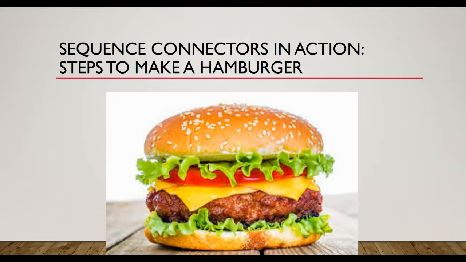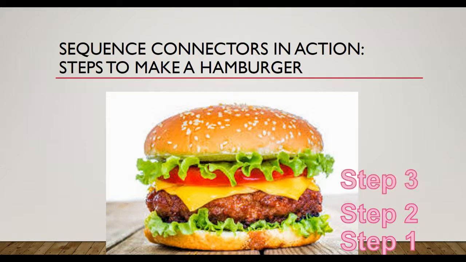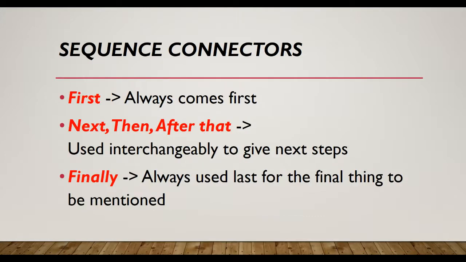So if I were to look at the picture of the hamburger, every sequence connector pointed to step one, step two. Okay, step one was the bottom bun. Step two was adding the meat patty and the lettuce. Step three was the cheese and the tomato. Step four was the lettuce and some sauce. And then step five was to put the top bun. Okay, so with the sequence connectors, you could see the five steps very clearly to make this hamburger.